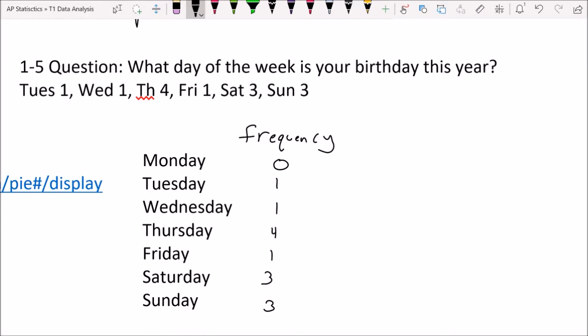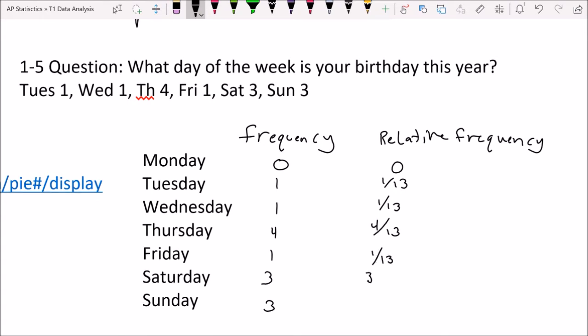That's all that is. What about relative frequency? Relative frequency is no harder, although it looks like it at first. So the relative frequency of a Monday is 0. The relative frequency of a Tuesday is 1 out of, I think there were 13 responses, so 13. The relative frequency of a Wednesday is 1/13. Relative frequency of Thursday is 4/13. Friday is 1/13, Saturday is 3/13, and Sunday is 3/13.